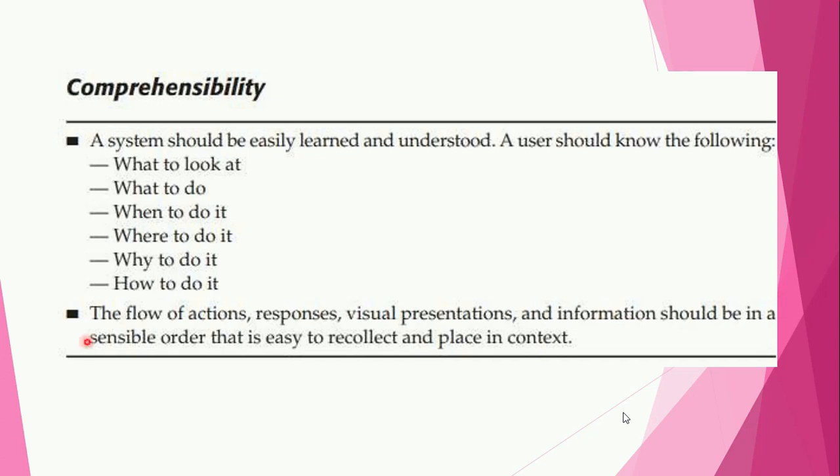Okay, and there should be some flow of action. So suppose the user makes a mistake in the middle. The system has to show a message, not a lengthy message or a lengthy statement, because there won't be much time for the user to read. So that's why it should show a simple message so that it will be easily understood by the user. So that is comprehensibility.